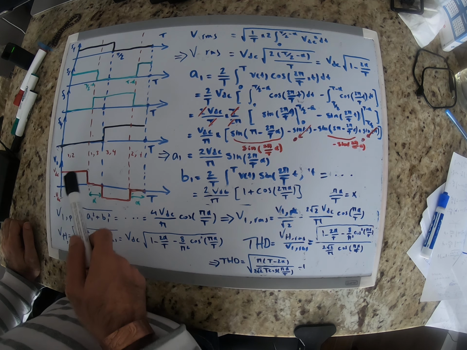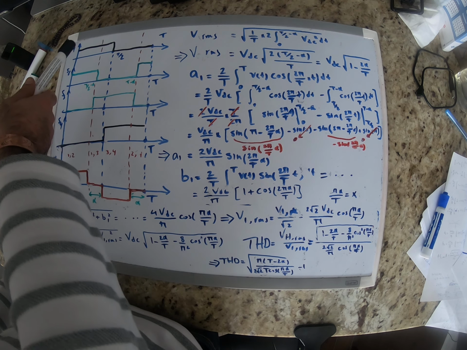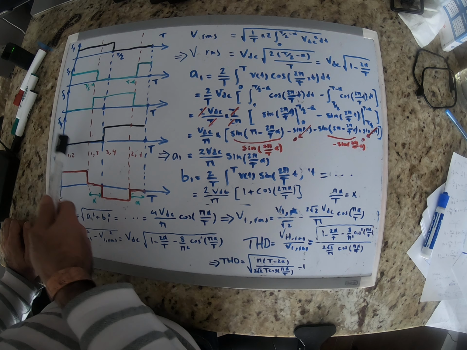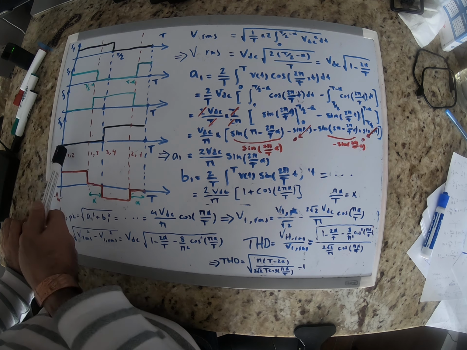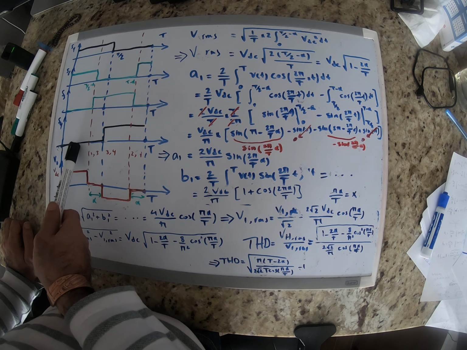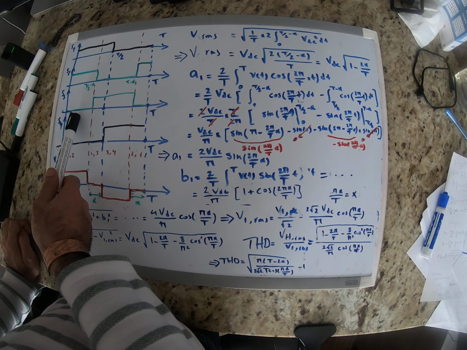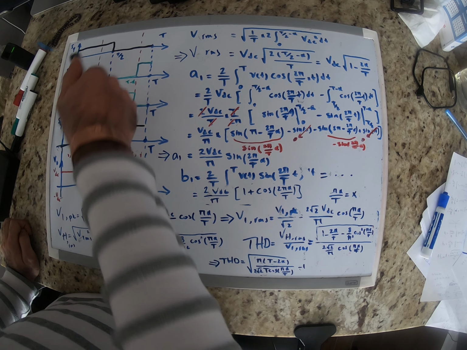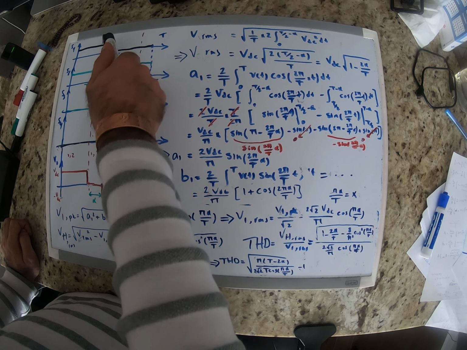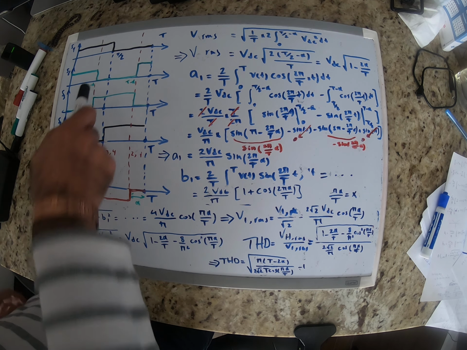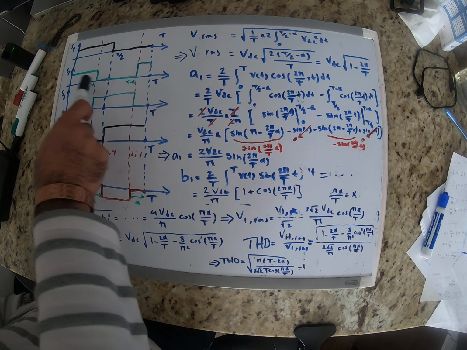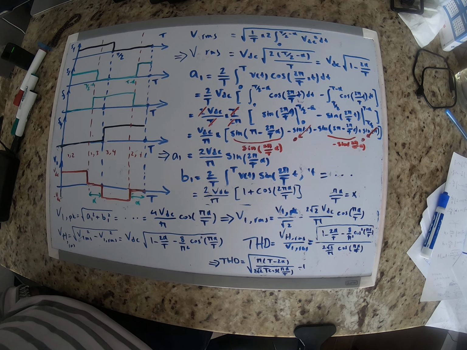So as mentioned earlier, switch 1 and switch 4 depend on each other. When switch 1 is on, switch 4 should be off, and the same thing for switch 2 and switch 3. But switch 1 and switch 2 are not dependent, so we have some freedom on when to fire switch 2 compared to switch 1.